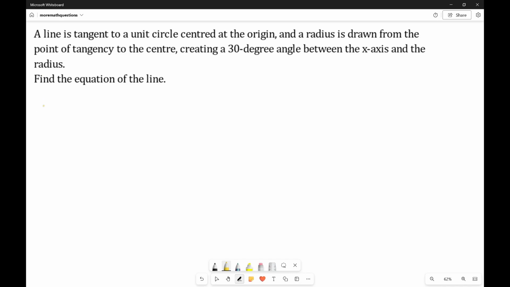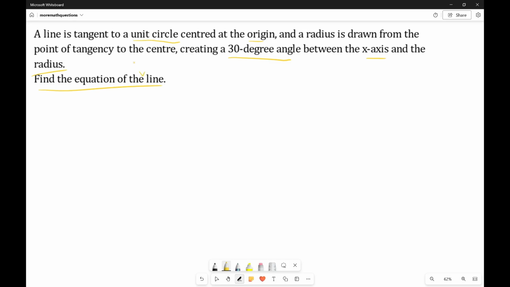Hi everyone, today we'll be doing a question I made about tangent lines and the unit circle, and let's jump right to it. It says a line is tangent to a unit circle centered at its origin, and a radius drawn from the point of tangency to its center creates a 30-degree angle between the x-axis and the radius. Find the equation of the tangent line.